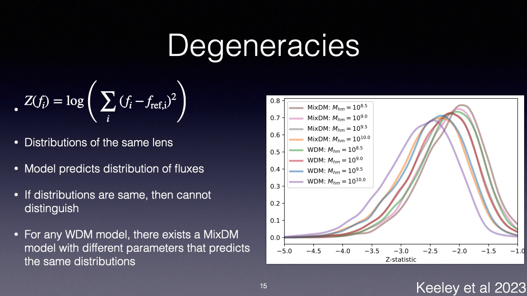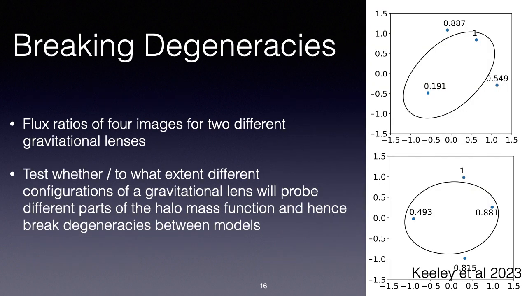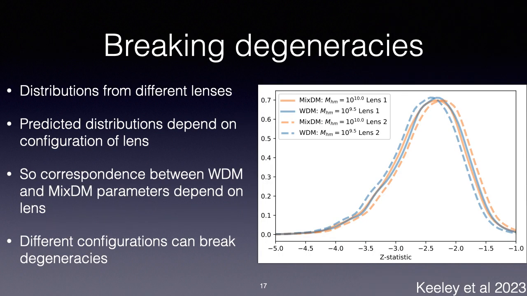So the question becomes, perhaps these models could be distinguished if we use multiple different configurations of lenses. The two lens configurations I'm doing this test with are shown here, with the image positions, flux ratios, and the critical curve. The previous figure for distributions of the Z-statistic was made with the top lens configuration, and the test now is to remake that figure with the lens configuration on the bottom. The idea is that different configurations of a gravitational lens will probe different parts of the halo mass function, and thus help break degeneracies between the warm dark matter model and the mixed dark matter model.